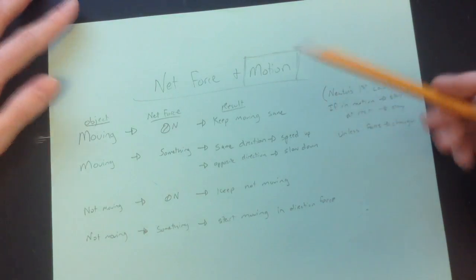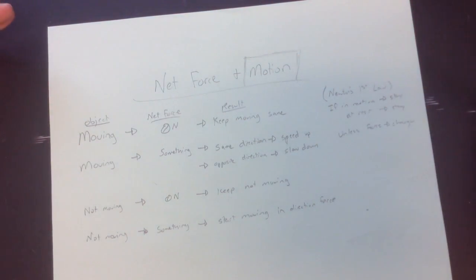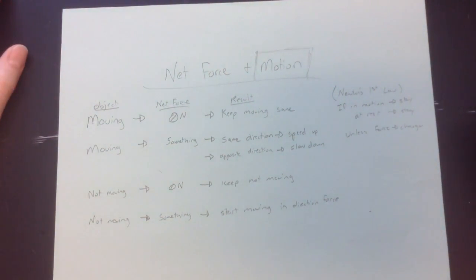So sometimes you might have to find the net force before you can think about the motion, and that's okay too. Just make sure you keep this in your head. If it's in motion, it will stay in motion. That's the hardest one to remember because you've always dealt with friction, and so as soon as you stop pushing on an object, it slows down. But friction is doing that, not the object itself. So just keep that in mind when you're thinking about what the object is going to do next.